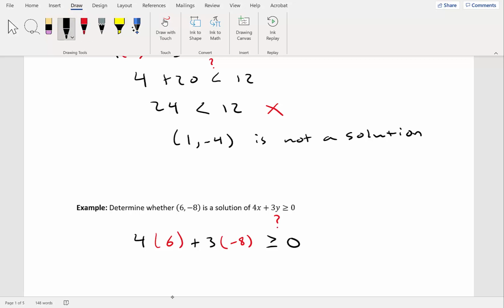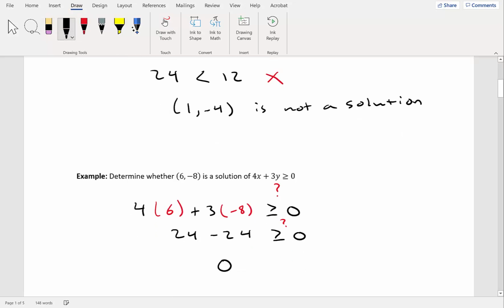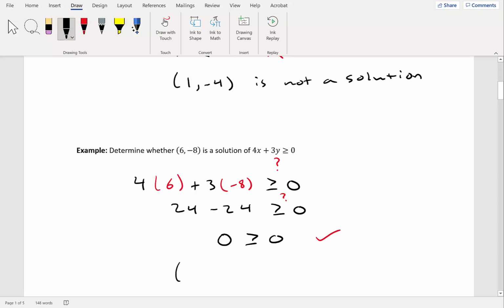So first, 4 times 6 gives us 24. Now 3 times negative 8 gives us negative 24. We want to see if this is greater than or equal to 0. Now 24 minus 24 gives us 0. We have greater than or equal to 0. So 0 is not greater than 0, but however, it is equal to it. So 0 is greater than or equal to 0. Okay, so this is a true statement. So that means that (6, -8) is a solution.